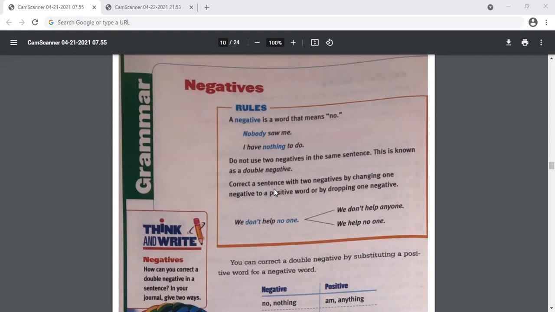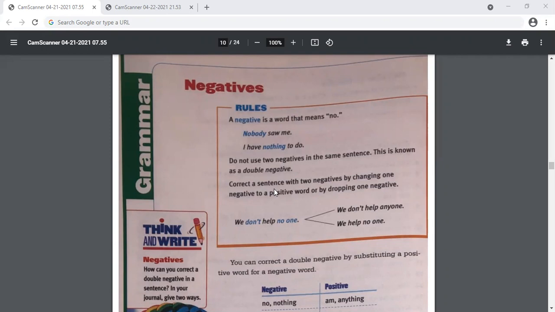How do we correct a sentence that has a double negative? For example, we don't help no one. How can we correct this? We can either change one negative word to a positive word, or we can drop one negative. We're going to look at the negative and positive words now. So we can say, we don't help anyone, or we help no one. So remove the first negative, don't. We can just remove this word completely, or we can change no one to anyone.